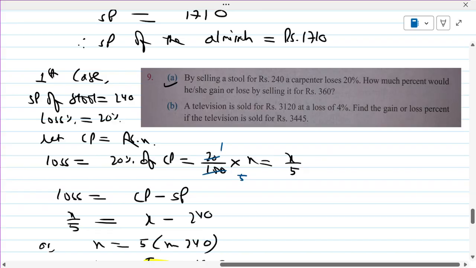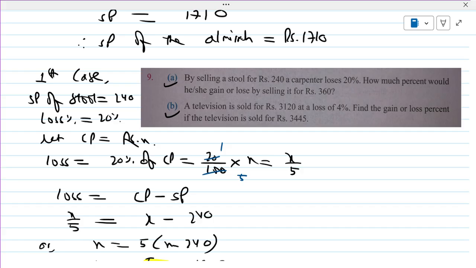Question 9 number B is very similar. Alright, so I will let you understand. A television is sold for 3120 at a loss of 4%. So someone has sold a television set for 3120 at a loss of 4%. Selling price is given, loss percent is given, so we can find its cost price. So CP we will suppose as X.